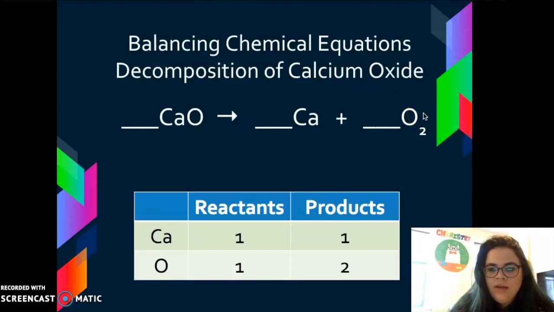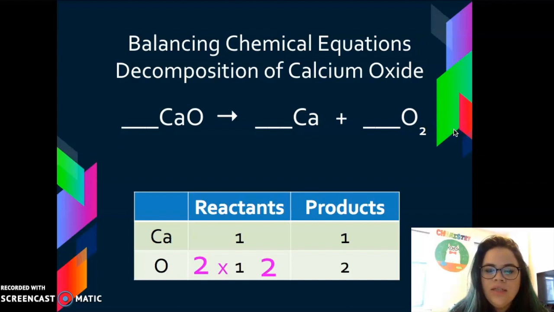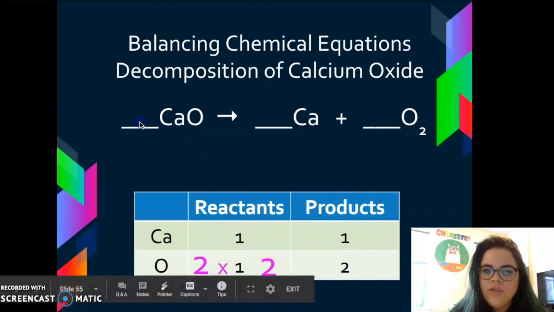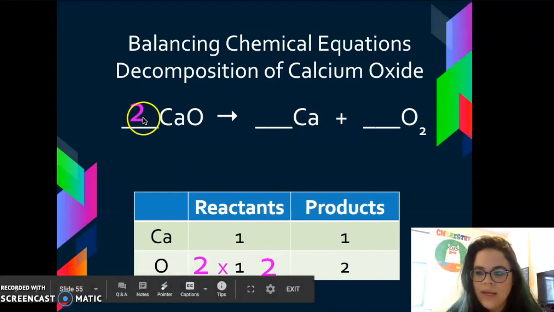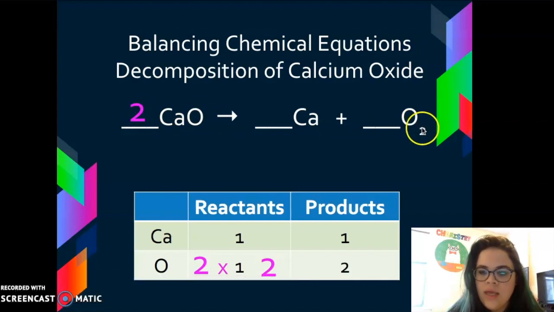So, decomposition of calcium oxide, very similar. I have calcium oxide, and the products give me a 1-to-1 ratio: 1 calcium, because it's not diatomic, and 1 oxygen that is diatomic. Looking at this, we have an error. I have 1 oxygen at the start and 2 oxygens at the end. So as you can see down here, I've already multiplied by 2, and I'm going to put that 2 here at the beginning. That gives me 2 oxygens to match my 2 oxygens at the end.